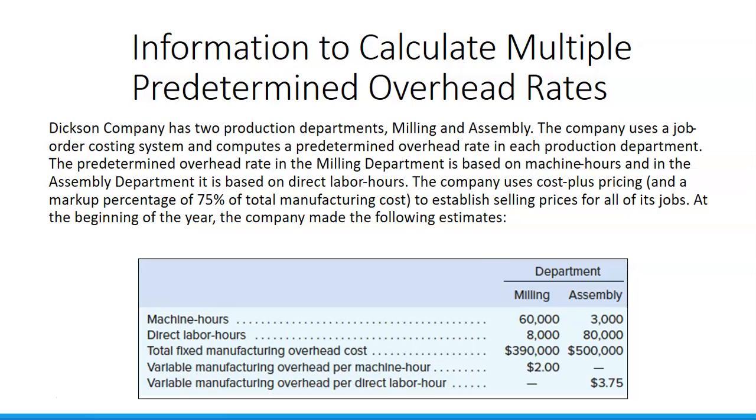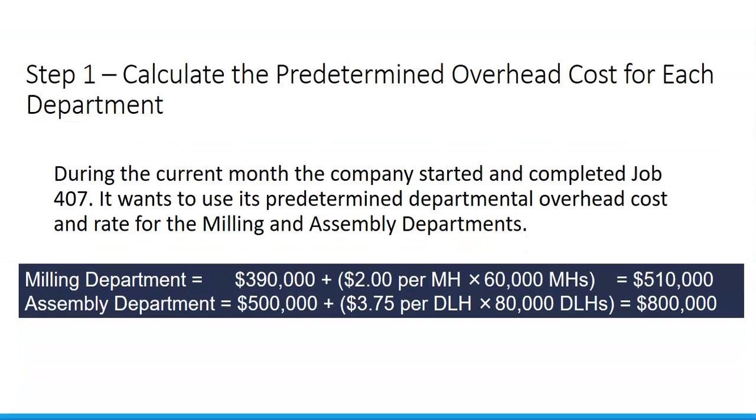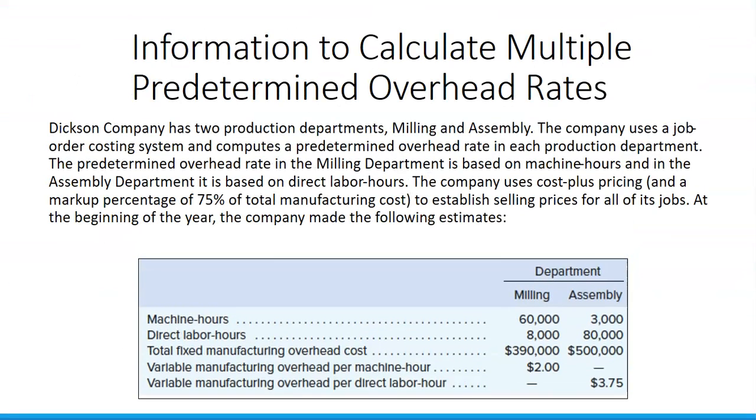So first we have to calculate the two rates that we're going to use. So we put that information into our equation. We calculate the total estimated overhead for each department. The milling department uses machine hours and the assembly department uses labor hours. If you see on the previous slide, we were given labor hours and machine hours for both departments. So you need to make sure that you're using whichever information you need, even though you've been given extra information.